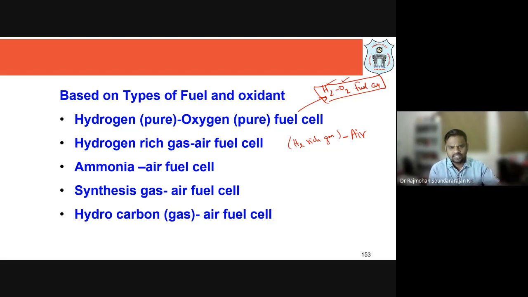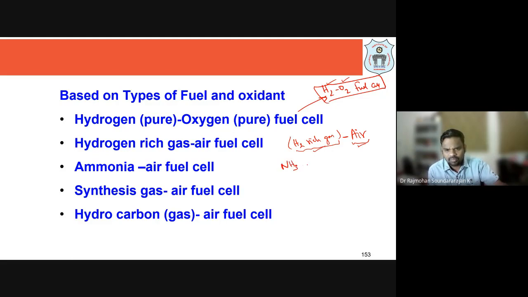Okay, so in that case, such fuel cells are called hydrogen rich gas air fuel cells. What is the meaning? Fuel is not pure hydrogen, oxidant is not pure oxygen. So in place of hydrogen, we are using some hydrogen containing gas. In place of oxygen, we are using air. Okay. And there is another type where we are going to use ammonia as the fuel.